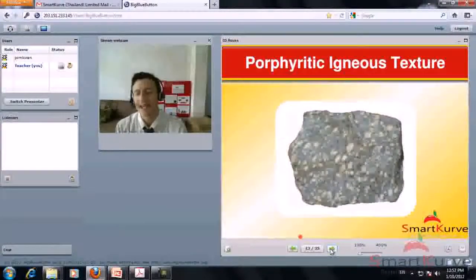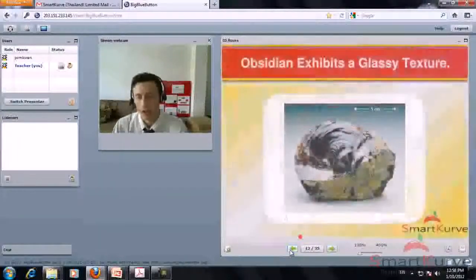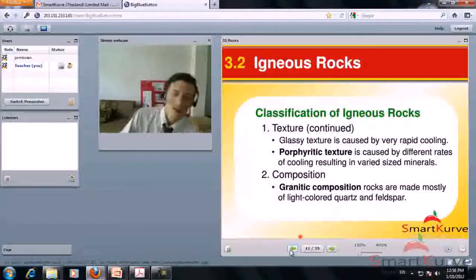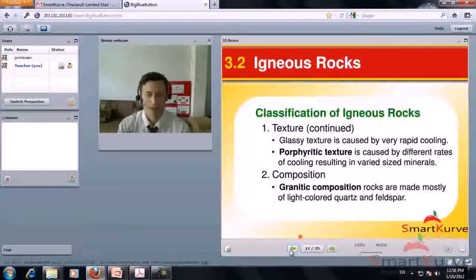You can see an example of that on slide 13. That rock is an example of porphyritic texture. You can see parts of it look very smooth and have very small grains. Other parts are very coarse and have very large grains. So that's the texture of igneous rock.